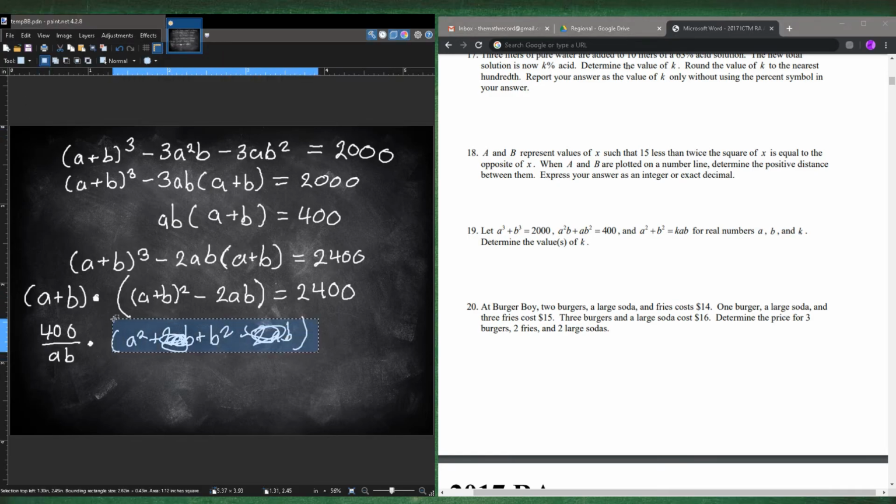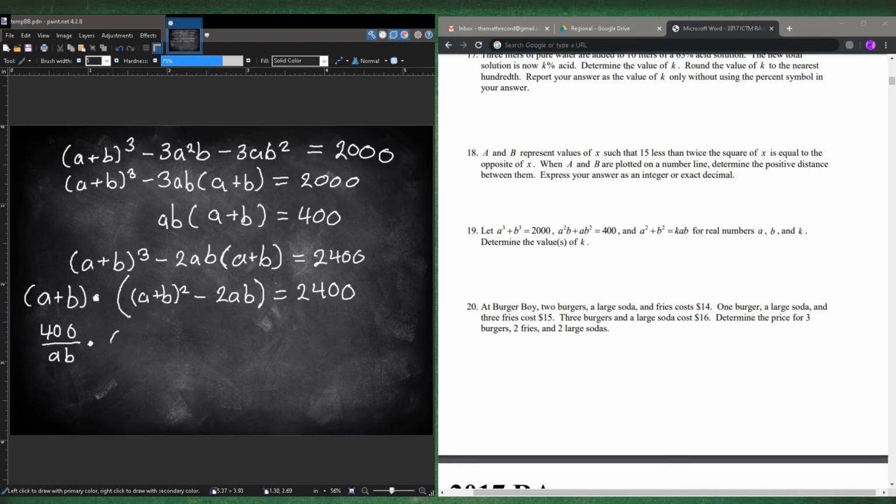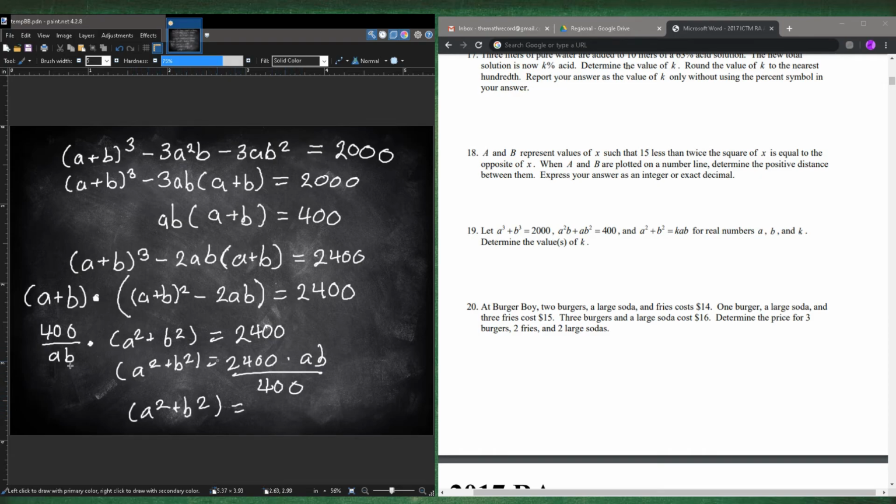So we could simplify this entire thing to a squared plus b squared, and that is still equal to 2,400. Okay, so all we have to do is now a squared plus b squared is equal to 2,400, multiply by that ab, and then divide by that 400, right? So now we know a squared plus b squared is equal to 2,400 divided by 400, which is 6, and then we have the ab.